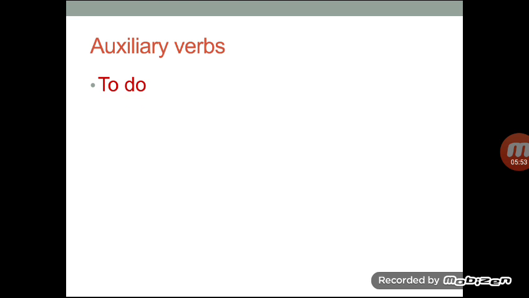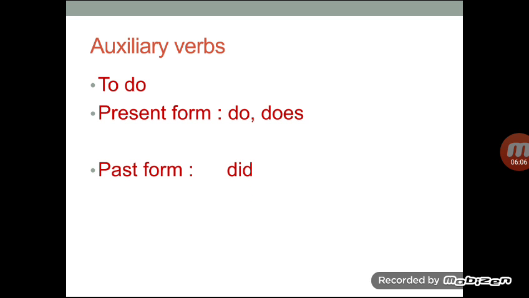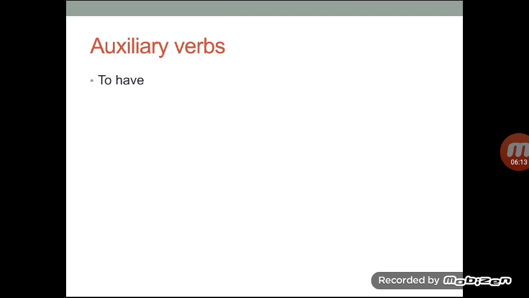Now another one, to do. In the present form, do, does, you know, with he, she, it. And in the past form, did, the past tense of do and does. The third one is to have. To have has two forms in the present, have and has, with has used with he, she, it. The past form is had. Have and has change to had in the past form. These are the main auxiliary verbs: verb to do, verb to be, and verb to have.